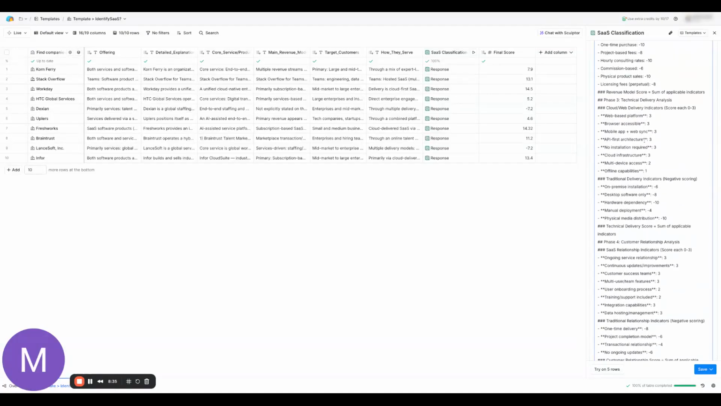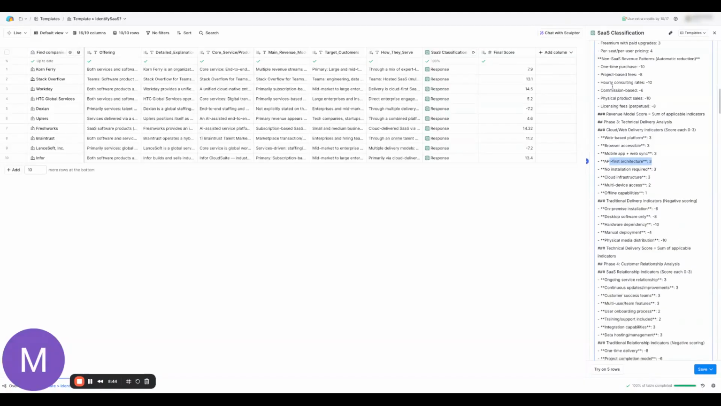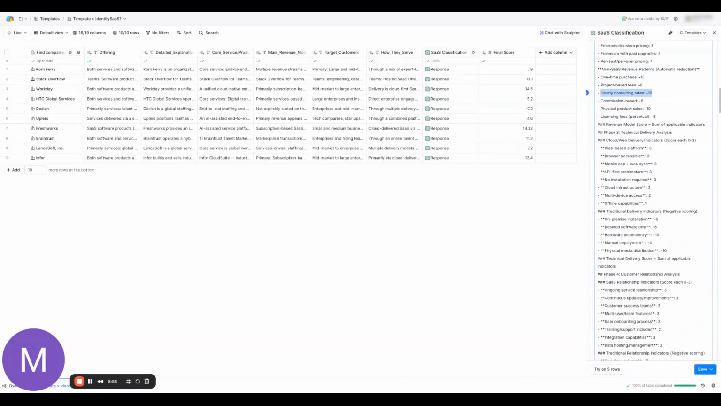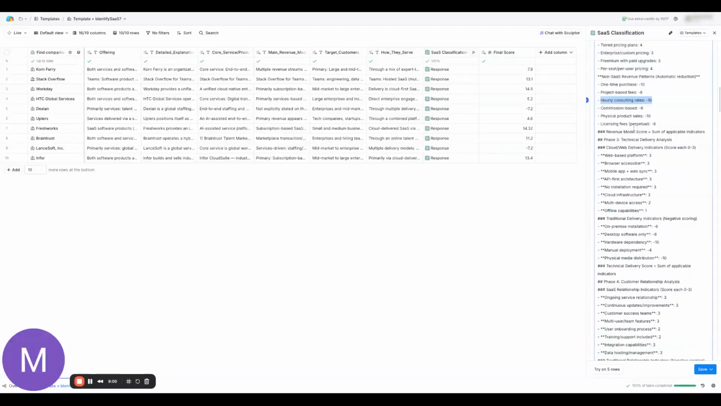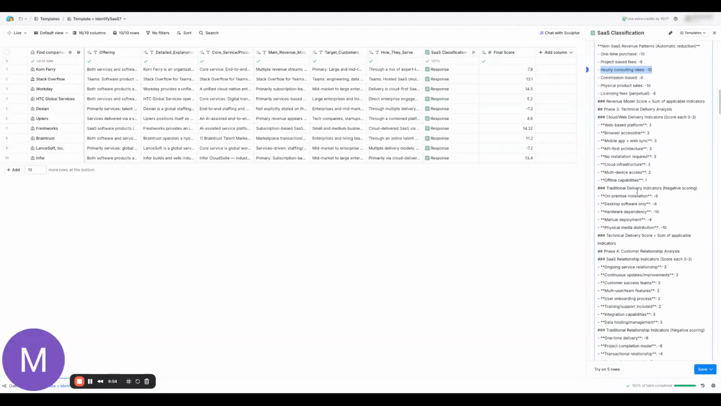Or seeing API-first architecture. If somebody says that, probably they are not a consulting company if they already have an API. So this kind of stuff is really important. You see how hourly consulting rates is minus 10. That's a big one in the scoring structure, because if they are selling anything hourly, it means that there's a high chance that they're a consulting company, or some sort of marketing agency, whatever. It's just not going to work.